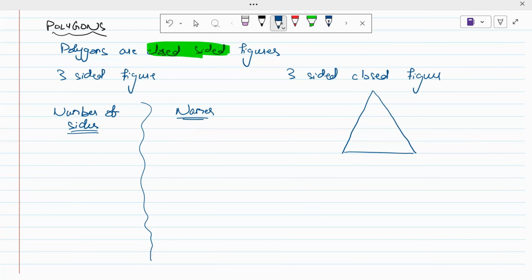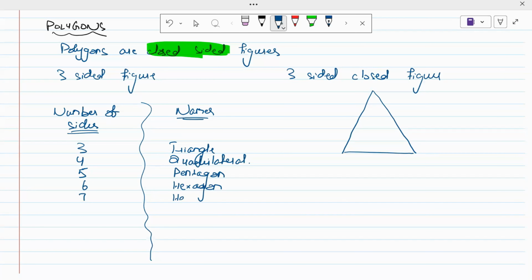And yes, the minimum size to make a closed figure is 3. You cannot make a closed figure with 2 sides. So a polygon starts with a minimum of 3 sides. A 3-sided polygon we call a triangle. A 4-sided polygon is called a quadrilateral. About triangle and quadrilateral, we have already done a lot of questions in the previous classes. A 5-sided figure is called a pentagon. A 6-sided figure is called a hexagon.